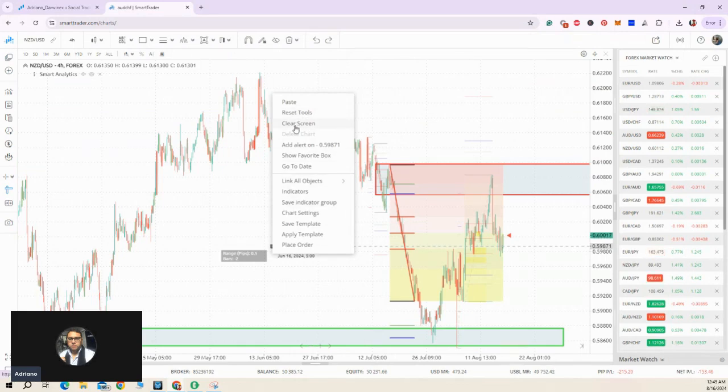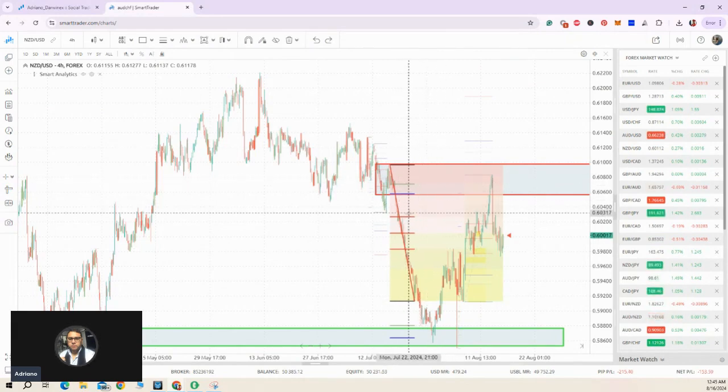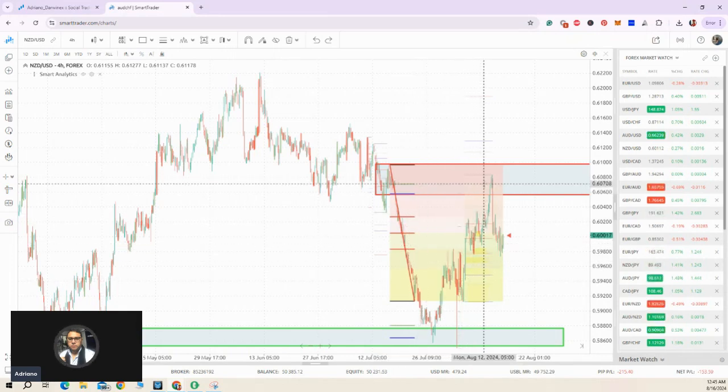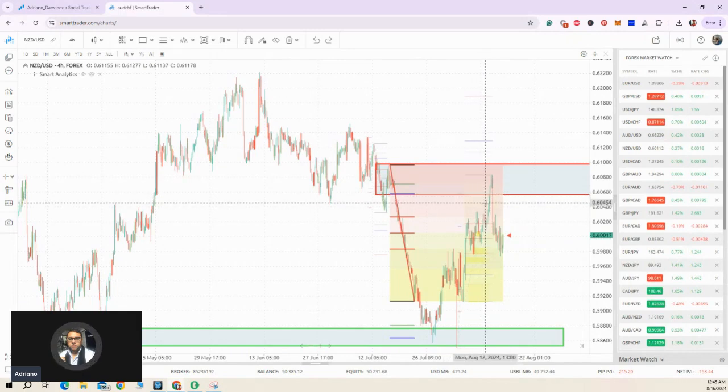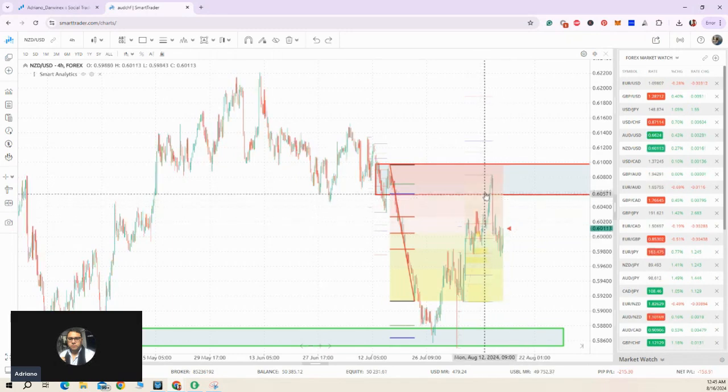So here the market's in a downtrend on the H4 time frame, and then the market retraced to 86%. I took this trade. I believe I took this trade around here, and then made profit here. So right now I don't want to do anything.